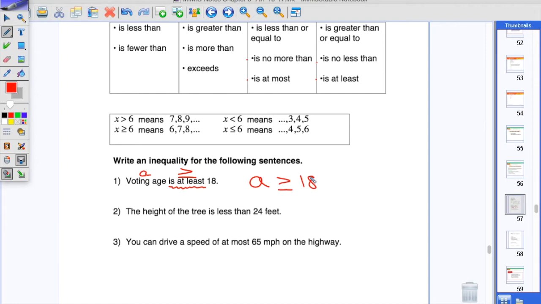Looking at this, your age can be any number greater than 18 or equal to it. So you could be 18. You could be 25, because that's greater than or equal to 18. You could be 50. So the voting age is at least 18.